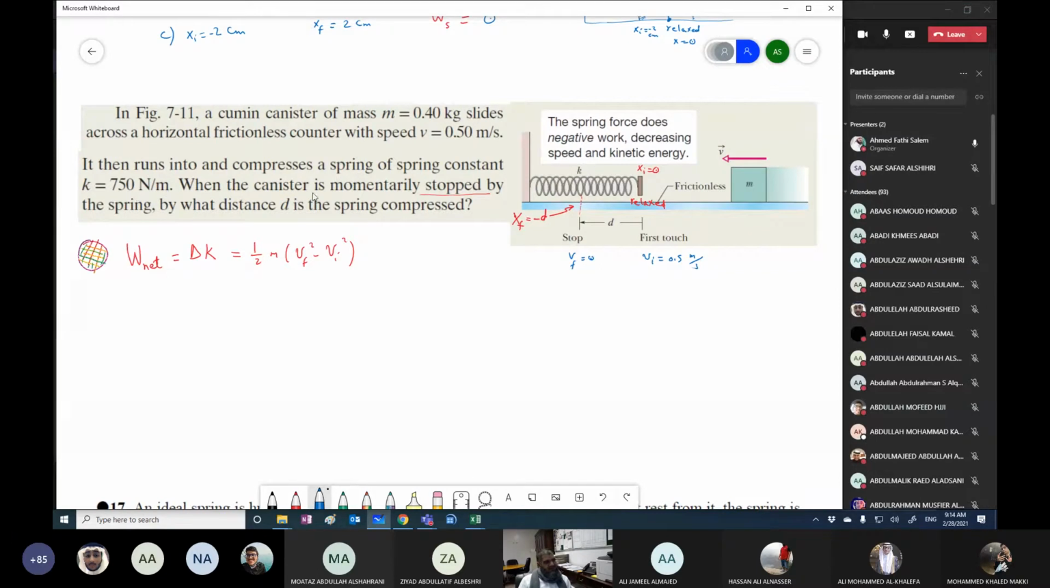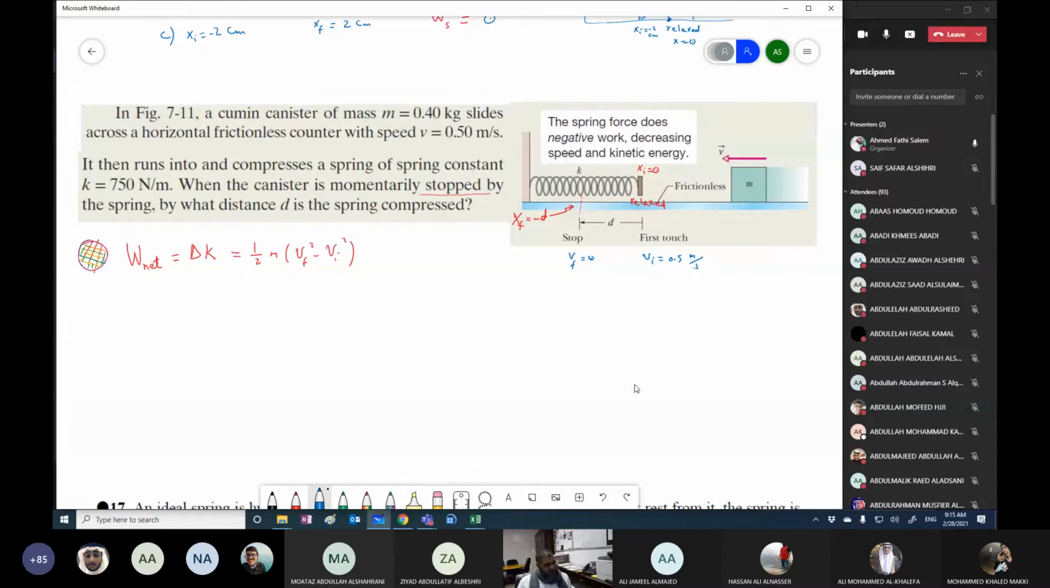When the canister is momentarily stopped, so it will reach a stopping point here, its speed will be equal to 0. What was its initial speed when it hits the spring? It was 0.5 meter per second. It will decrease until it reaches a point where v final will be equal to 0. The question is: by what distance d is the spring compressed? We want to know how much the spring will be compressed when this object is stopped.